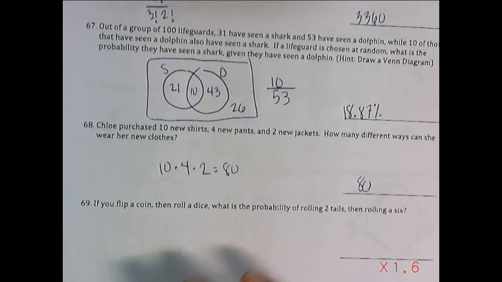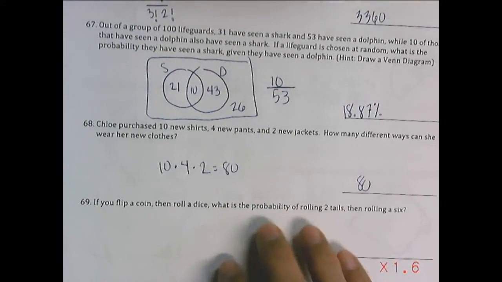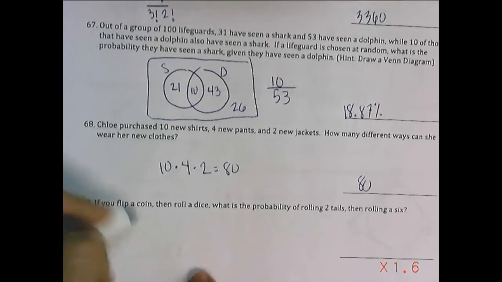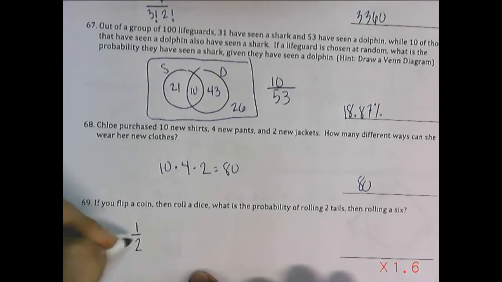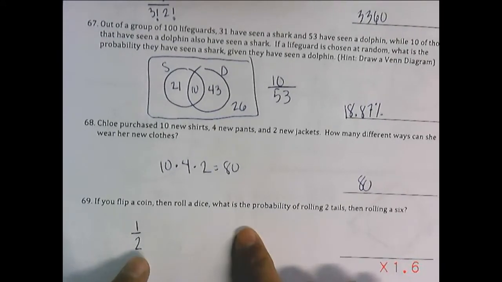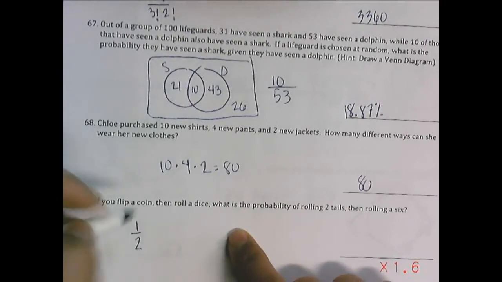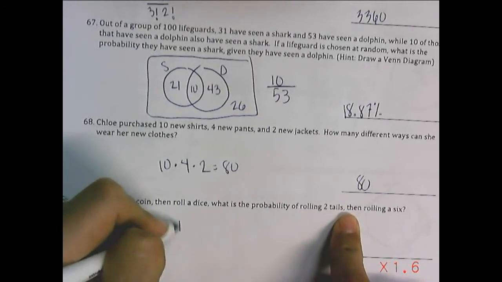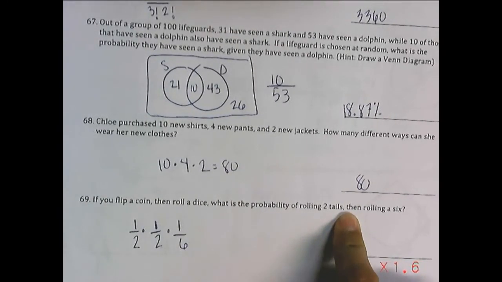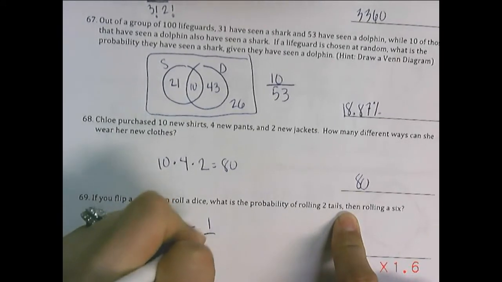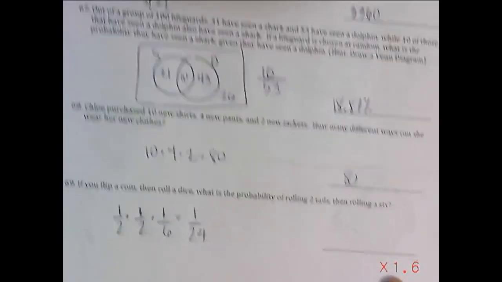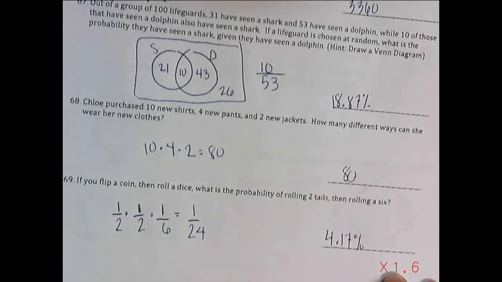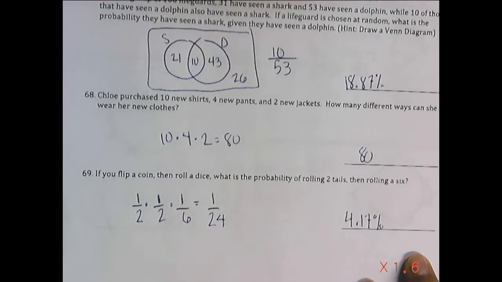Okay, so if you flip a coin twice, then roll a die, what's the probability of flipping 2 tails, then rolling a 6? All right, so the probability of flipping and getting a tail is 1/2. And you want to get another tail, so times another 1/2. And then you want to roll a 6. Well, there's only one possibility of getting a 6. So you would multiply these all together, get 1/24, and that would be 4.17%. And congratulations, guys, you are done with your study guide.